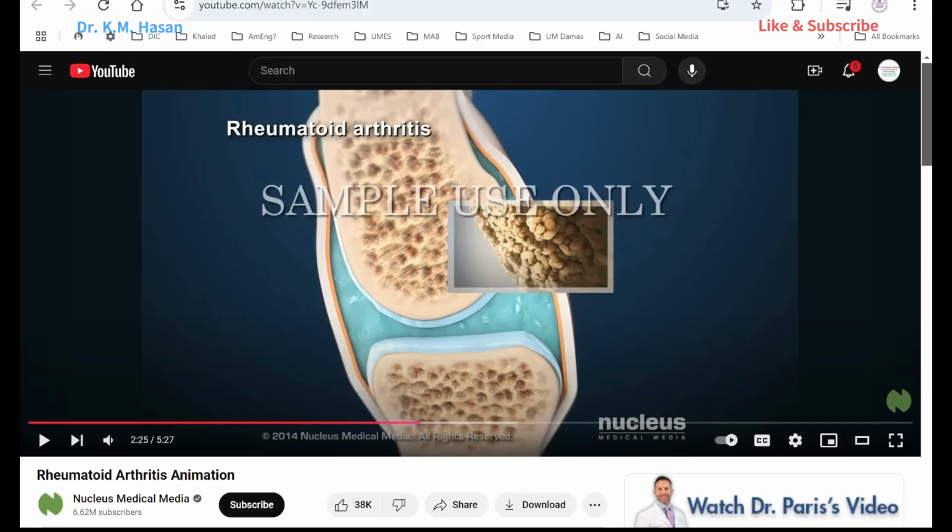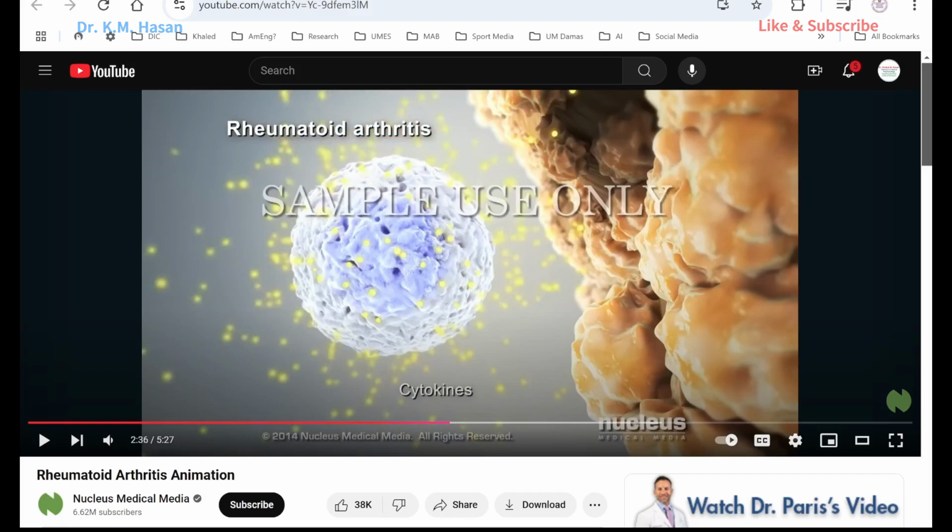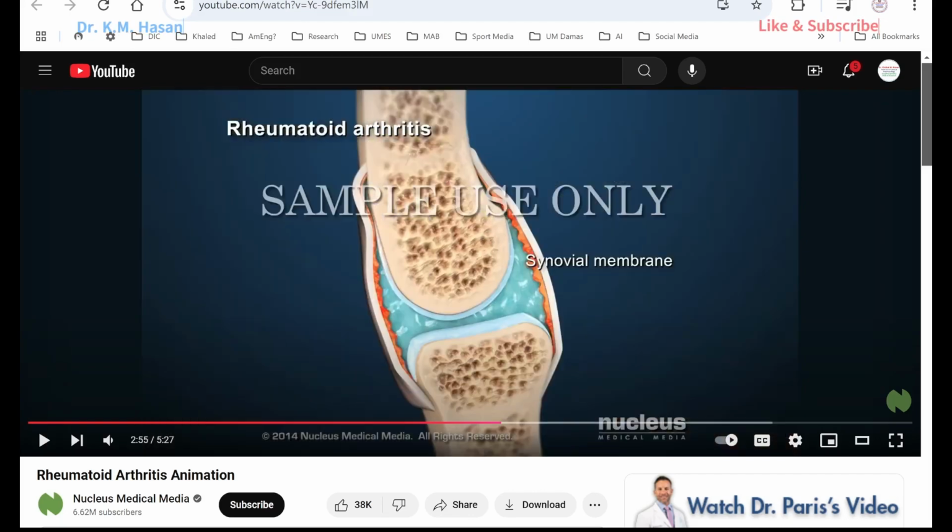Okay, in this slide here from the YouTube channel, and I credit Nucleus Medical, you can see here the inflammation in the joint and the immune reaction. Okay, the second part will be the white blood cells attacking the joint tissues and cells. Okay, the white blood cells release chemicals called cytokines. Okay, you can see here the synovial membrane start to be involved in inflammation.